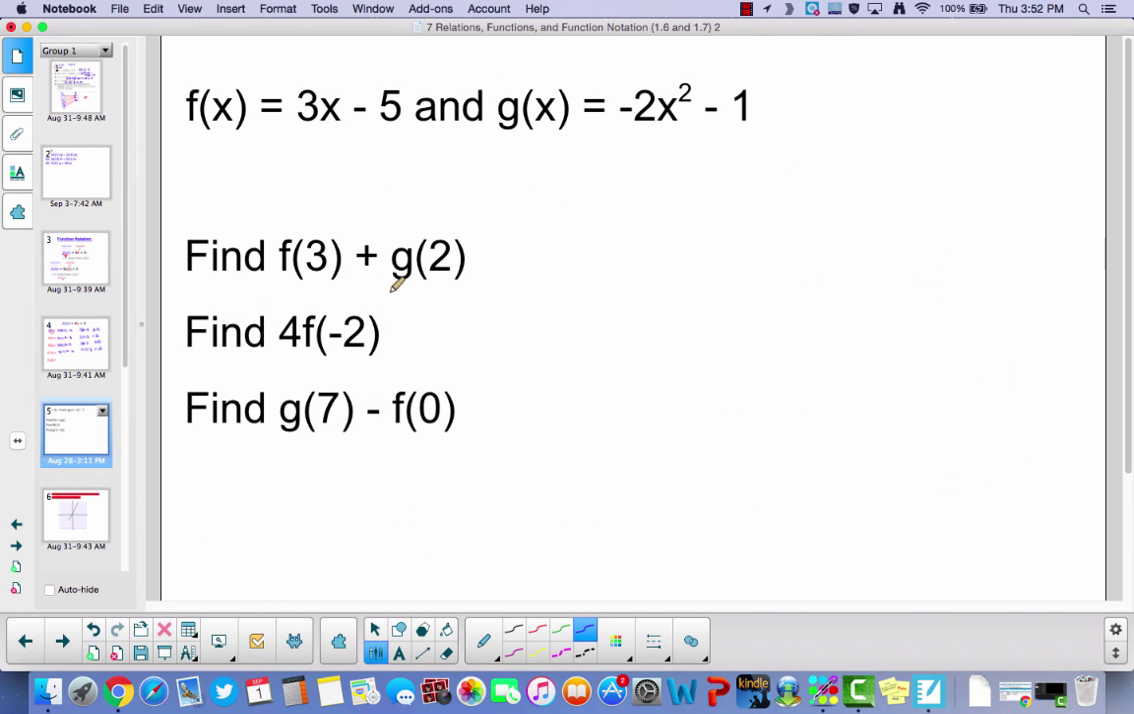We can also do what's called function composition. We can have more than one function involved. So this is f of 3 plus g of 2. So we find what f of 3 is, we find what g of 2 is, and we add those two values together. So try finding f of 3 and try finding g of 2. This is my f of x, so I'm going to plug 3 in here. This is my g of x, so I'm going to plug 2 in here.